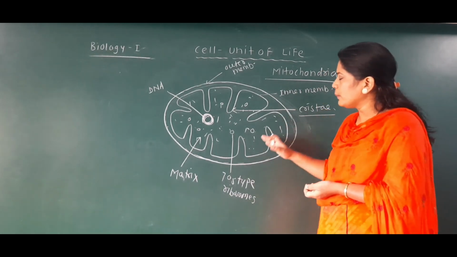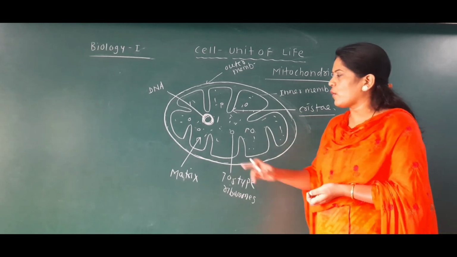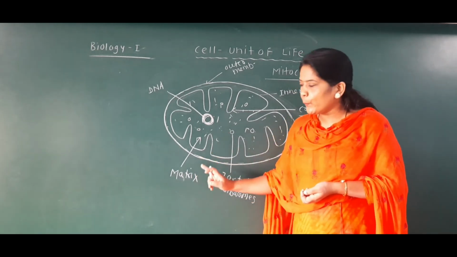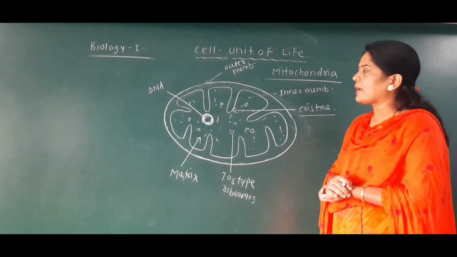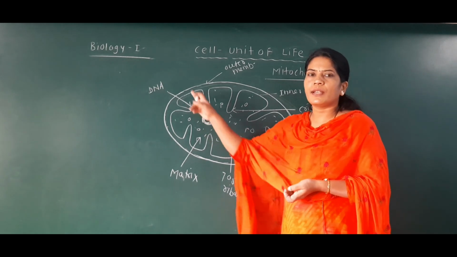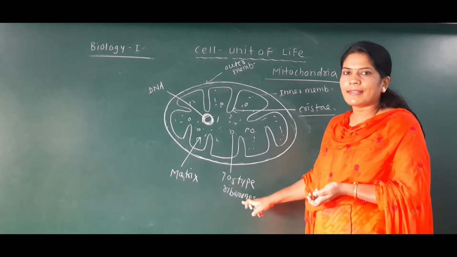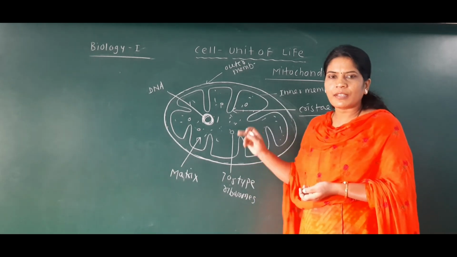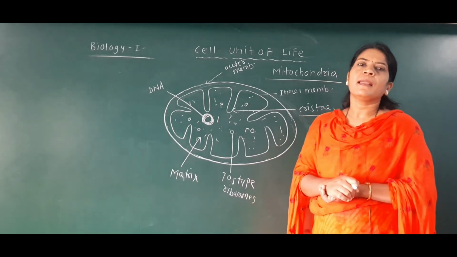Now the fluid which is filled inside this inner membrane is called the matrix. If we look at the composition of the matrix, you will find that there is a single circular DNA molecule. There are 70S type ribosomes present. There are some RNA molecules, and there are some protein molecules present inside this matrix.